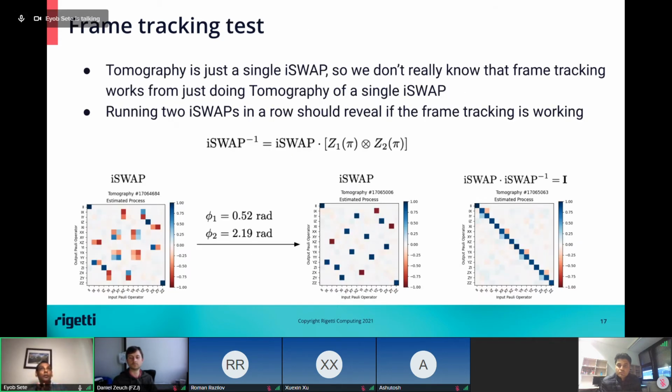To verify this, as I was saying, let's apply an iSWAP, get the phases measured, and make sure it has corrected the phases and is close to the ideal process tomography for iSWAP. Then apply iSWAP, and after that, the inverse of iSWAP.